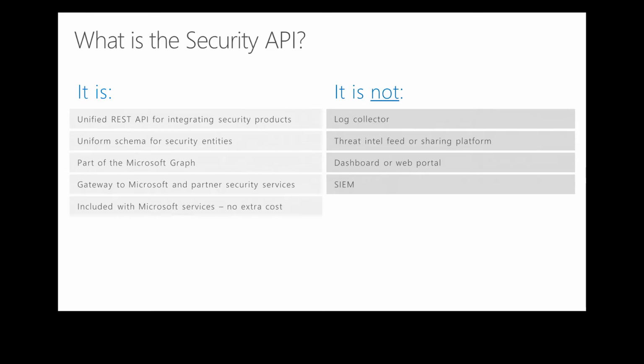So a couple of things about what it is and what it is not. So the security API is a unified REST API. It provides a uniform schema. It is part of the Microsoft Graph, and we'll see how all of those pieces fit together in a moment. And it provides a gateway not only to Microsoft, but also to partner security services. And it's included with your services at no additional cost.